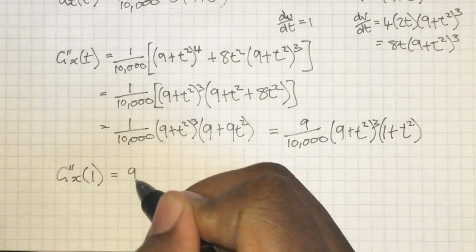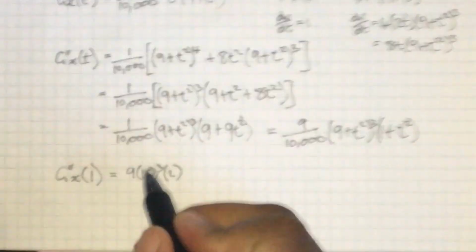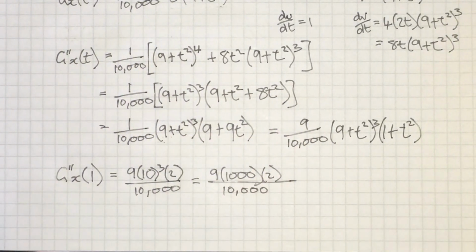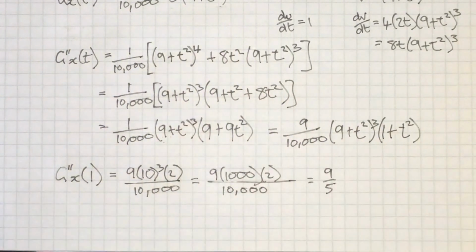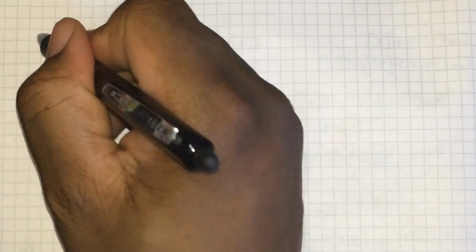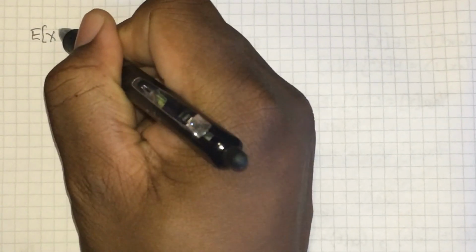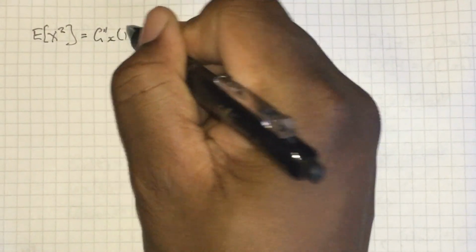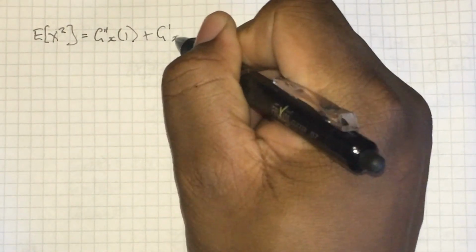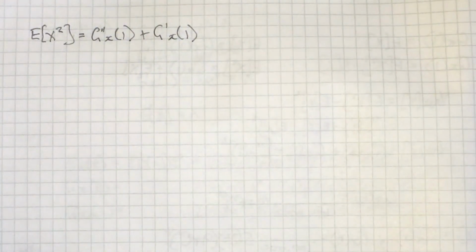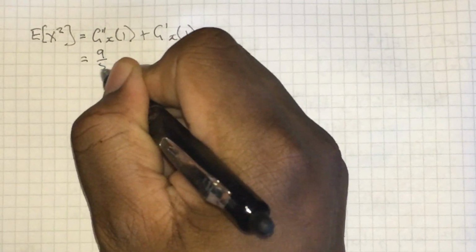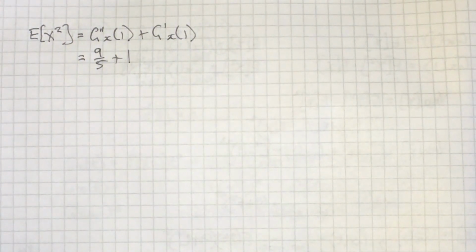If I substitute 1 into here, g double dash of 1 is going to equal 9 over 5. So getting to this point did rely on some good calculus skills and definitely some good algebraic manipulation. Let's move forward. So my E of X squared is g double dash of 1 plus g dash of 1, both with 1 substituted in. So that's going to be my 9 over 5 plus 1, which altogether gives me 14 over 5.